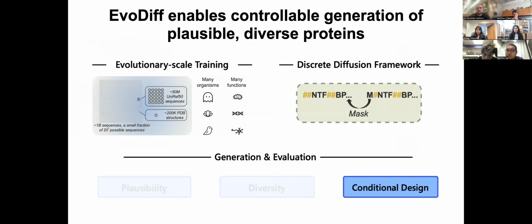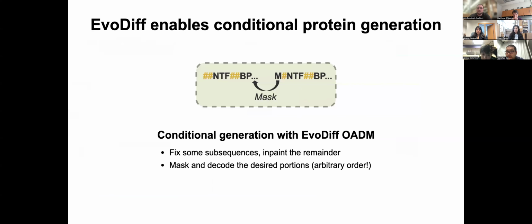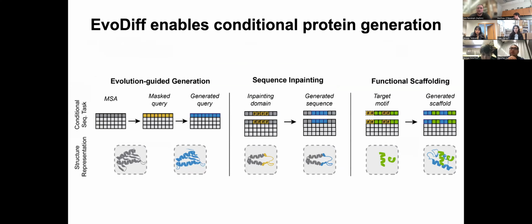And lastly, this is the exciting part of our model, but we really wanted to use EvoDiff to see if we could controllably generate diverse and plausible conditional designs, meaning that we fix some part of this subsequence and inpaint the remainder, and mask and decode the desired portion in some arbitrary order. So for this, we look at 3 different tasks. The first is this idea of evolution guided generation, which I will introduce here quickly in that it involves MSAs.